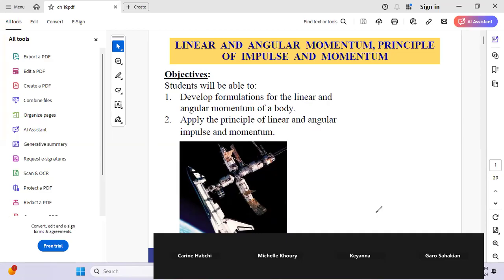We also introduced angular momentum before when we talked about a particle. Now we'll move to analysis with a rigid body. We will consider in this chapter how to apply these theorems, and how sometimes we can solve in an easier way using the principle of impulse and momentum. We'll be able to develop formulations for the linear and angular momentum of a rigid body, and we will apply the principle of linear and angular impulse and momentum.